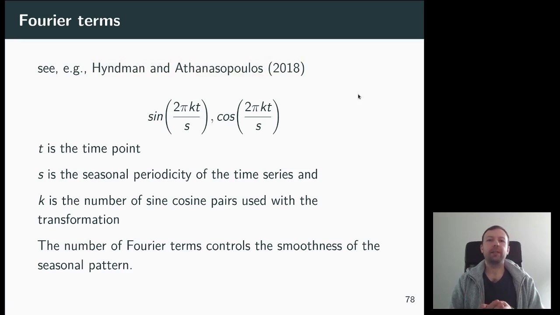So the idea is basically you have a sine and a cosine wave. T is your current point in time. S is just the seasonal periodicity. So if you have a monthly series with a yearly seasonality, that would be 12 because you have 12 months in a year, or 7 days in a week, or 52 weeks in a year, right? And K is the number of sine and cosine pairs that you want to use.